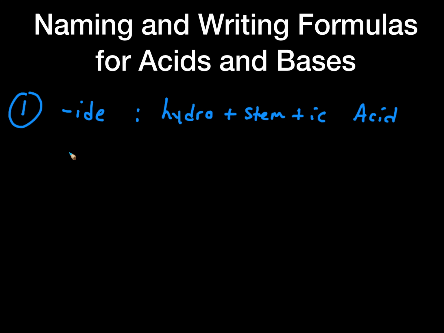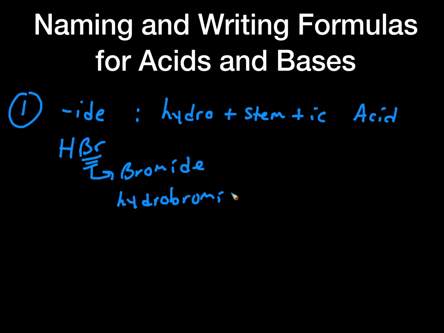So for example, say we had HBr, and we look at our anion here, and our anion is bromide. And since it ends in IDE, it will be hydrobromic acid.